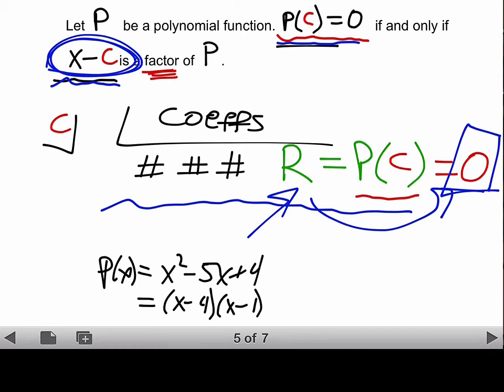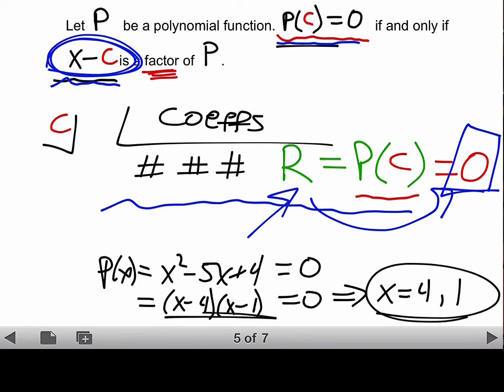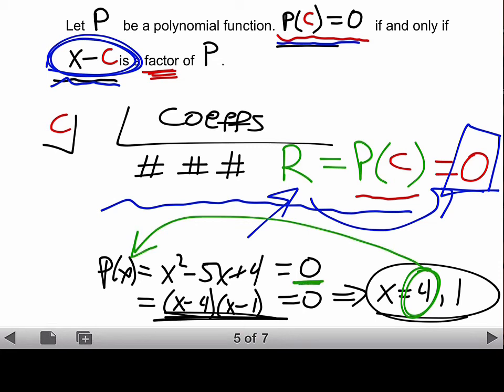If I were solving an equation where, say, this was equal to 0, then I would conclude that x is equal to 4 or x is equal to 1. You would call these zeros. They come from factors. The factor theorem really just formalizes that and says, hey, if you were to put either one of these into the original polynomial, that's how you get the 0.